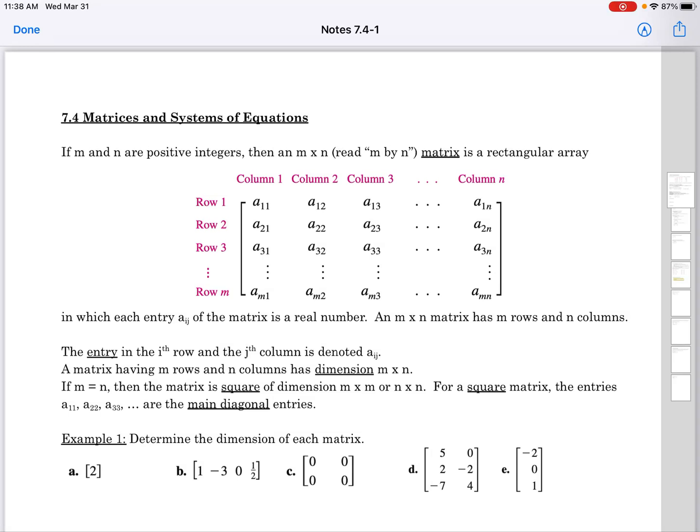7-4 Matrices and Systems of Equations. In this section, we'll learn another way of solving systems of equations, systems specifically of linear equations, like you had learned in Algebra 2. This way is going to be using something called a matrix.